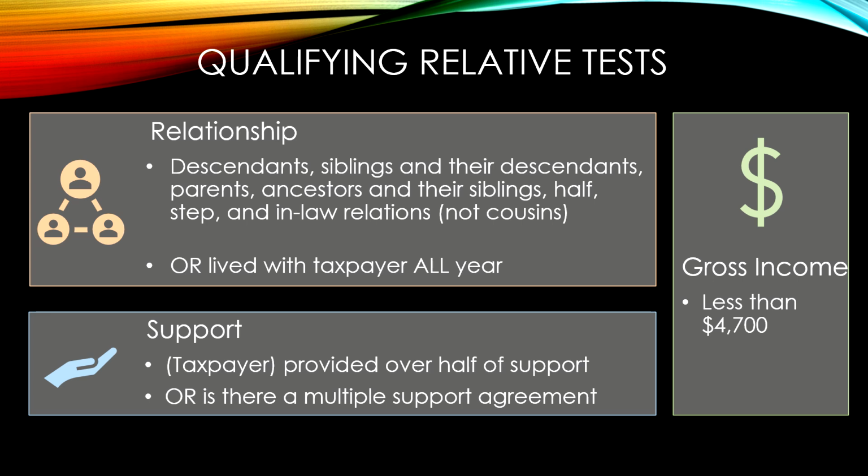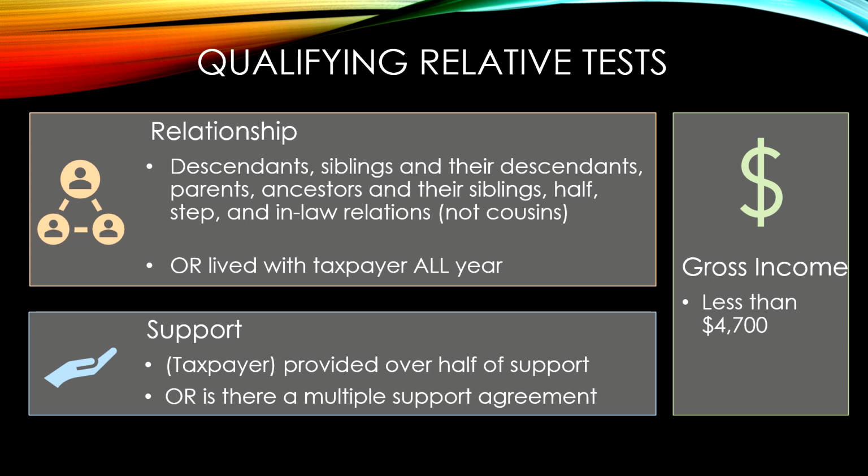The other way that we can use the relationship test is if this person lived with the taxpayer all year. So maybe they don't have a special relationship, but maybe they lived with the taxpayer for the entire year. In this way, a cousin could qualify. Or if it's not a cousin, it could be another completely unrelated individual, so long as they lived with the taxpayer, again, for the entire year.